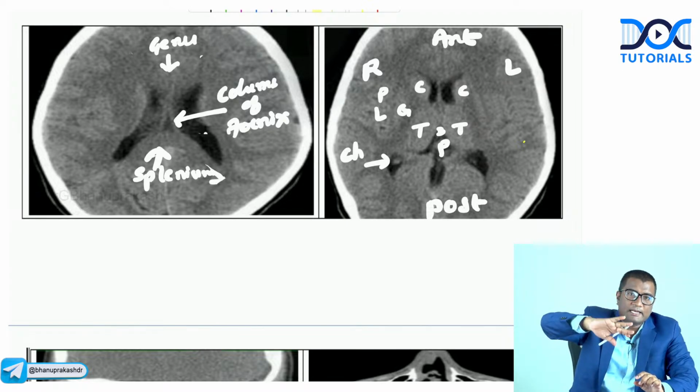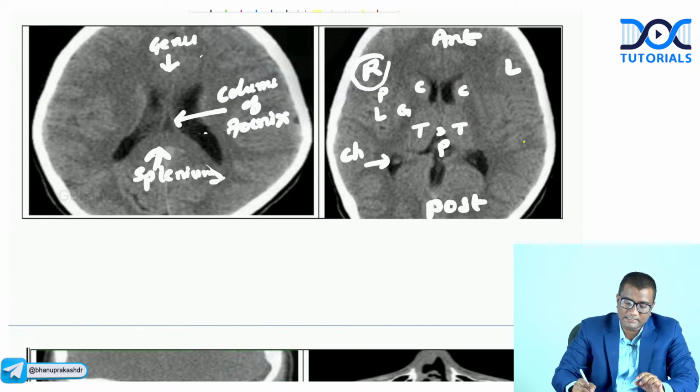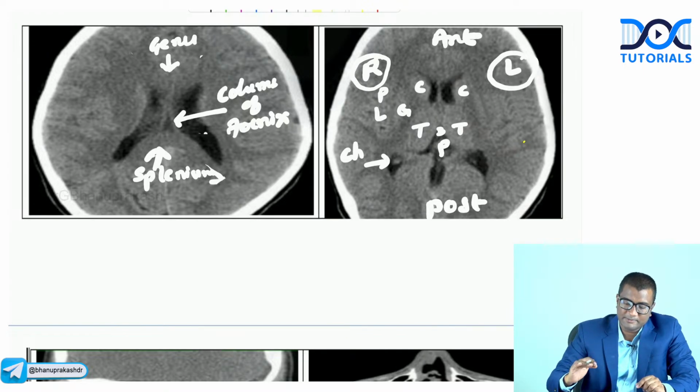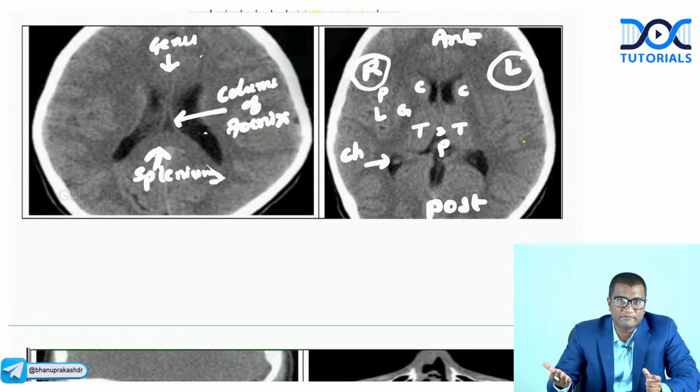You are cutting me slice by slice. So this side will be the right side. This side will be the left side. So always when you look at axial images, have that orientation. You are standing at the foot end of the patient, cutting him slice by slice. So do not confuse which is right caudate, right thalamus, left thalamus.